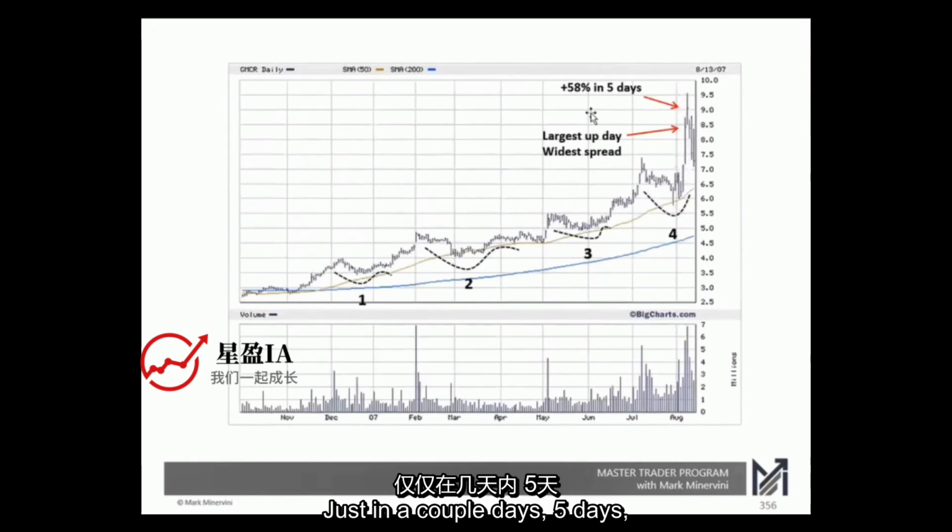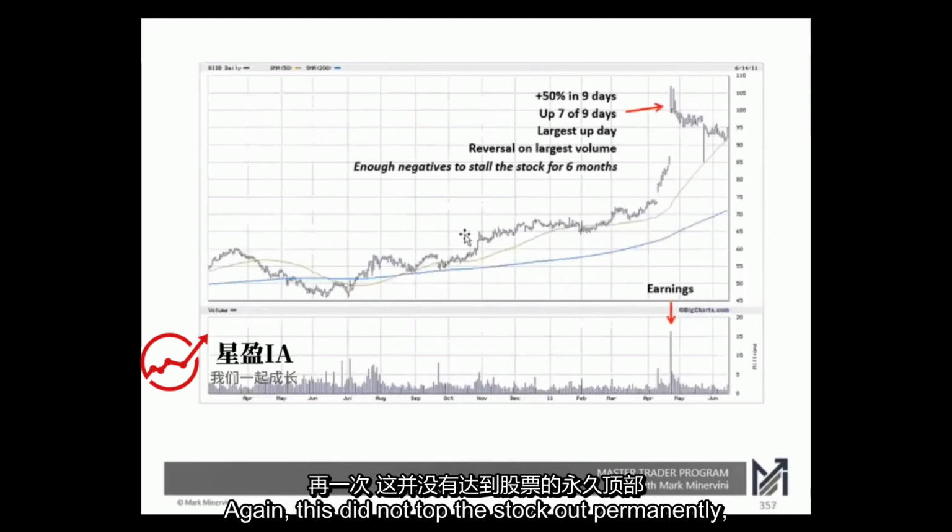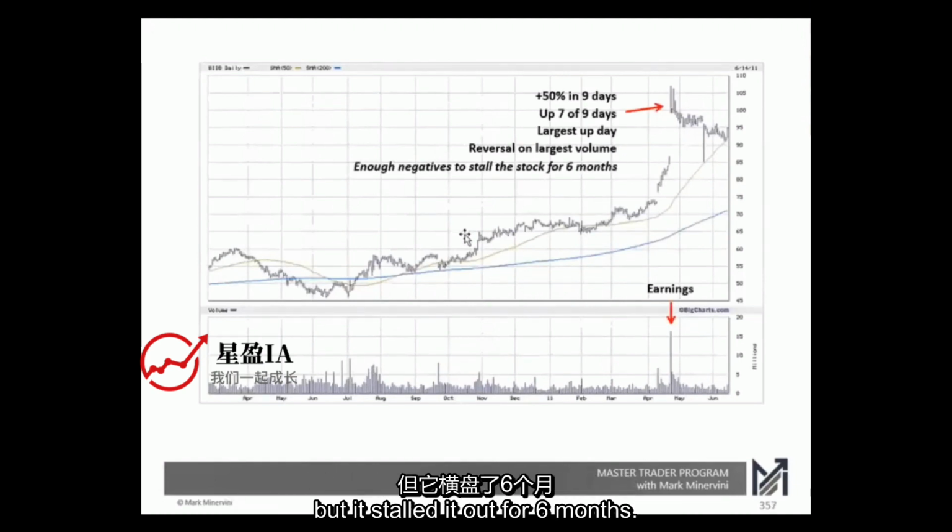And just in a couple of days, 5 days, it's up almost 60%, right? Largest up day, widest spread. Great time to sell right into that, take some money off the table. Here's another. This was Biogen. And again, this did not top the stock out permanently, but it stalled it out for 6 months.